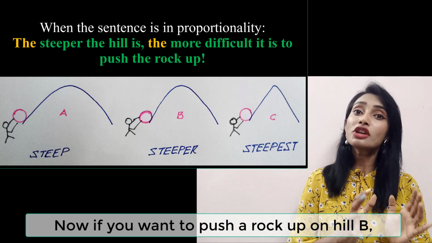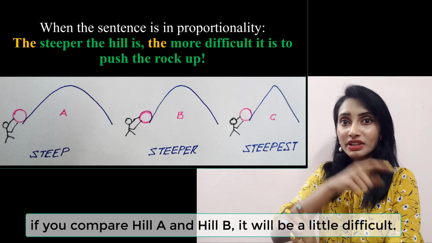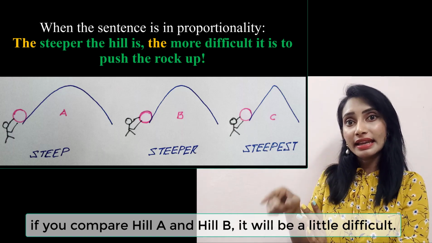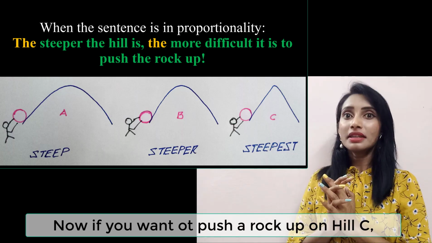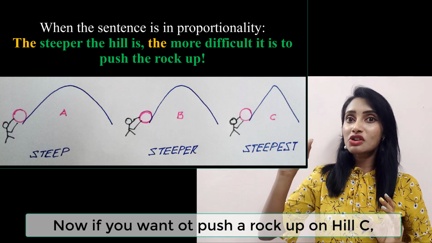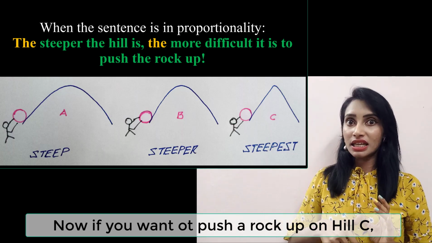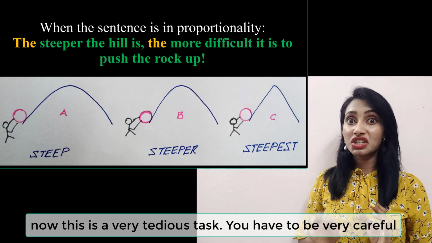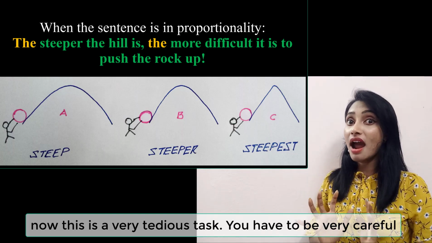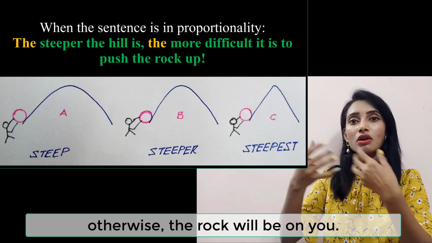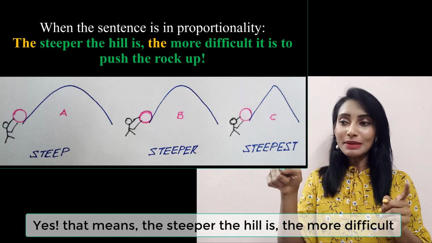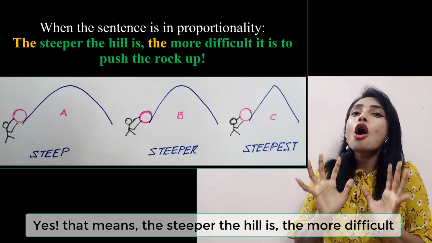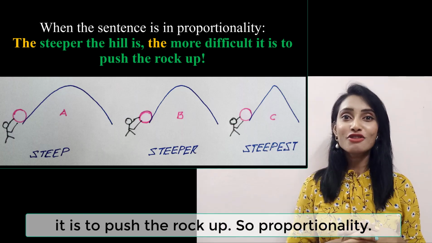Now, if you want to push a rock up hill B, if you compare hill A and hill B, it will be a little difficult, right? Now, imagine you want to push a rock up hill C. This is a very tedious task. You have to be very careful, otherwise the rock will fall on you. Yes, that means the steeper the hill is, the more difficult it is to push the rock up.